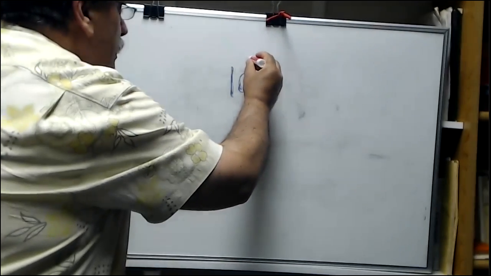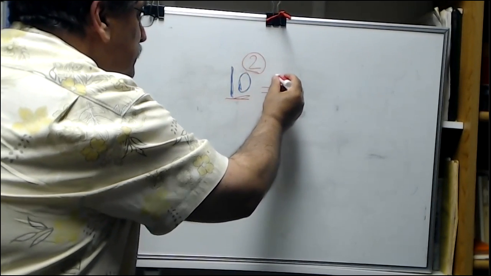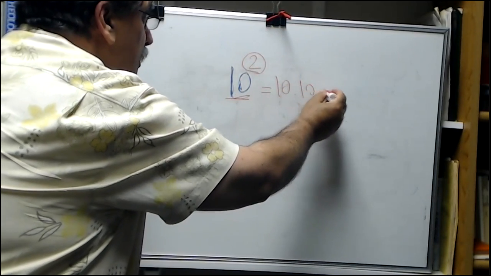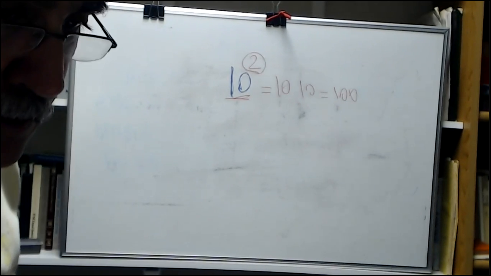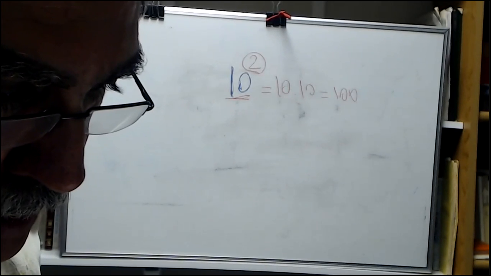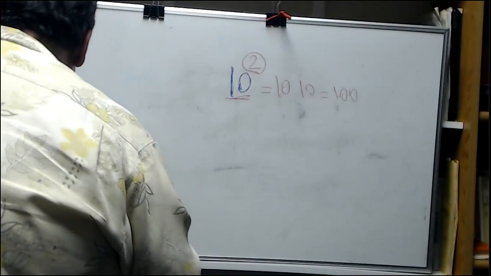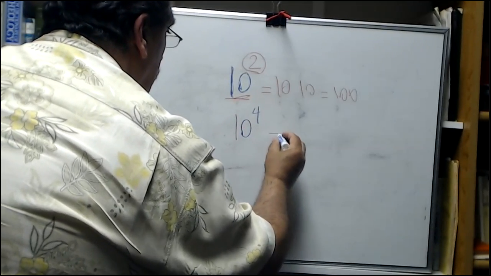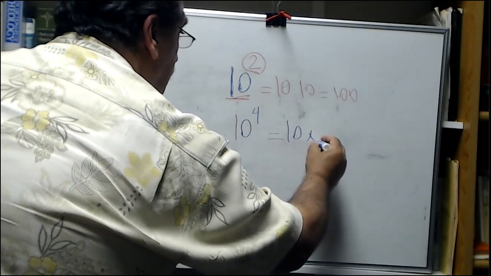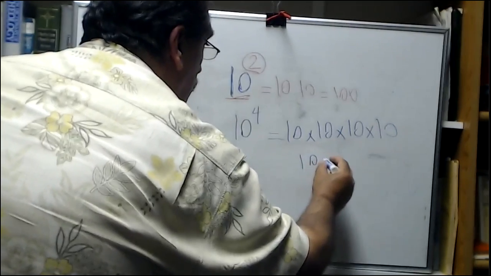Okay. This is the base. This is the exponent. 10 to the power of 2 means 10 times 10, 100. Okay. Let's try a different number, 10 to the power of 4, which is equal to 10 times 10 times 10 times 10, or 10,000.